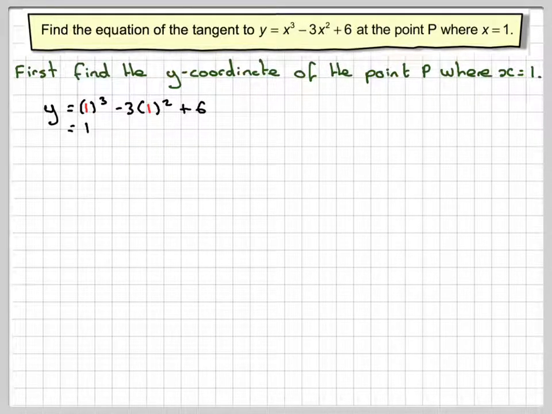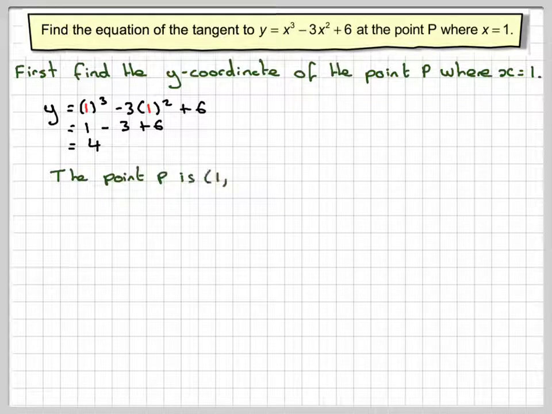So we're going to get 1 minus 3 plus 6 from that. 1 take away 3 is minus 2. Minus 2 plus 6 is 4. So the point P has coordinates 1, 4.